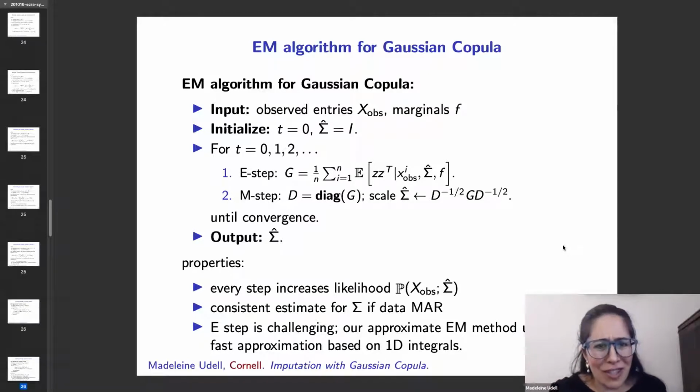There are some nice things about this EM approach, very natural, but not nice things include that you can't show global convergence. But we can say that every step increases the likelihood. It produces a consistent estimate for the correlation matrix if the data is missing at random, so if the missingness only depends on observed entries, not on unobserved entries. And the third thing that's worth saying, and I'm not going to get into this unless people ask questions afterwards, is that the E step is actually quite challenging. So this is not something that's easy to compute.